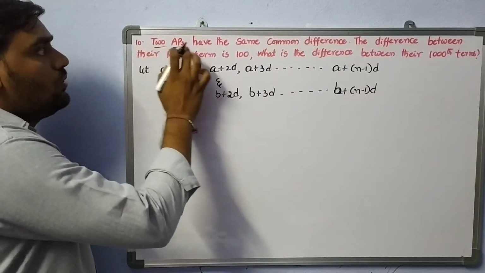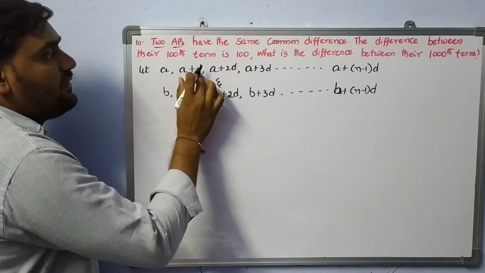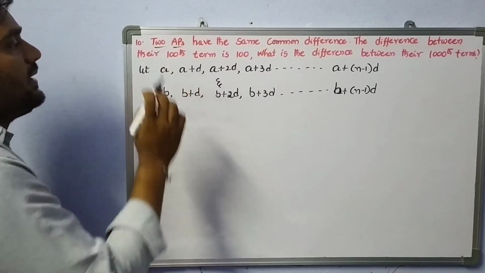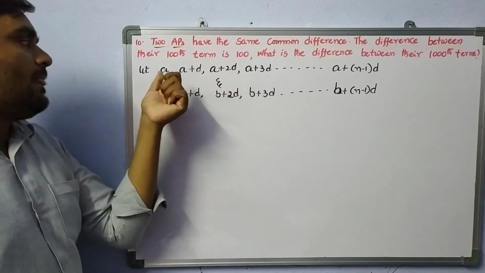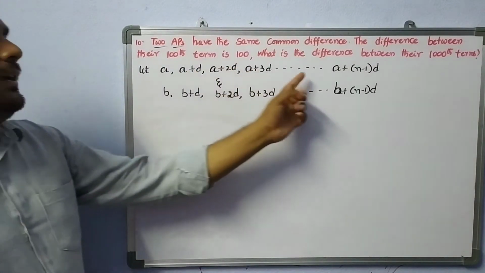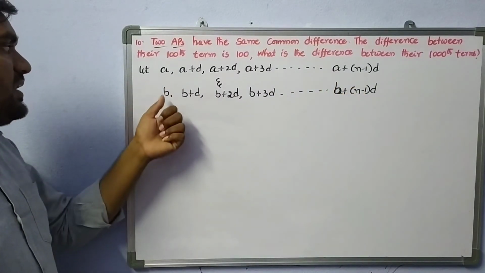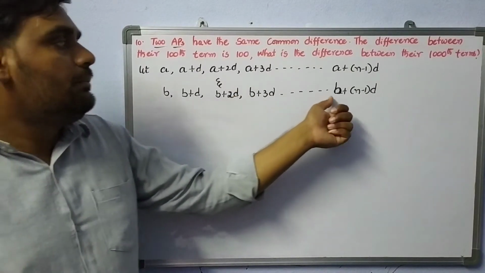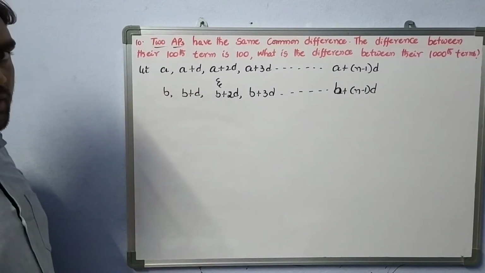See here, two APs have the same common difference. So d is the common difference. What is the common difference in these two arithmetic progressions? That is d. So the first arithmetic progression is a, a plus d, a plus 2d, a plus 3d and so on. Nth term is a plus (n minus 1) into d. The next arithmetic progression is b, b plus d, b plus 2d and so on. b plus (n minus 1) into d is the nth term of the other arithmetic progression.